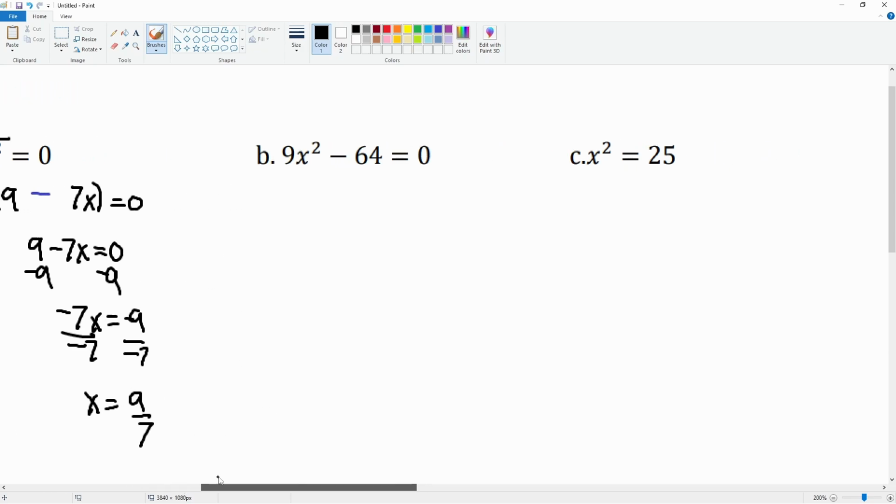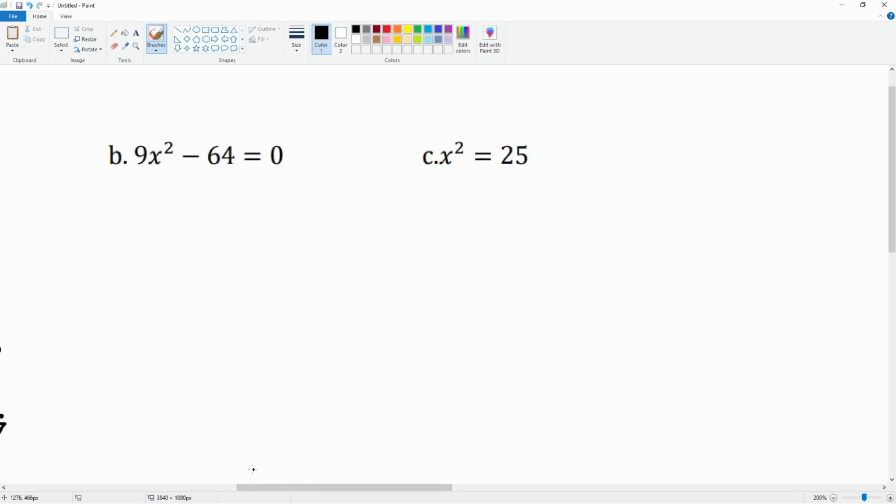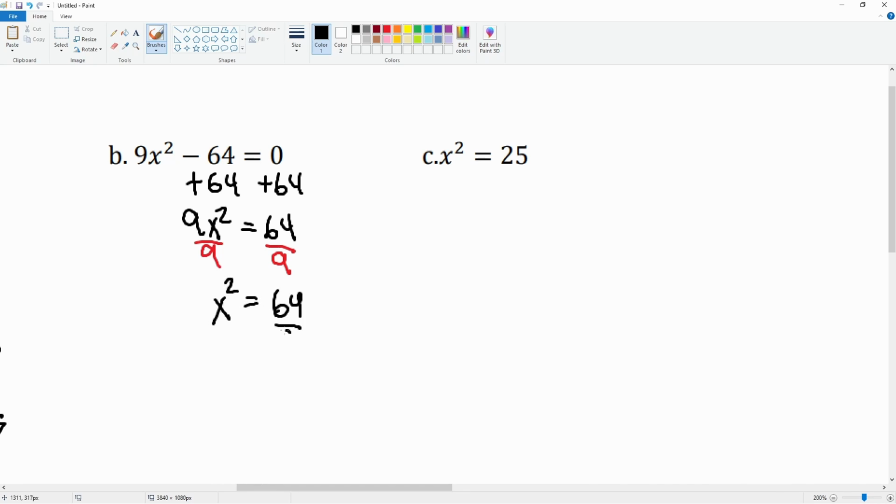B, you can do the same thing, or I'm going to show you a different way. Do you see how it's minus -64? Watch this. I'm going to add 64 to both sides. I get 9x squared is equal to 64. I see a 9 in front, so I divide by 9, divide by 9. I don't do anything yet. I get x squared is equal to 64 over 9.